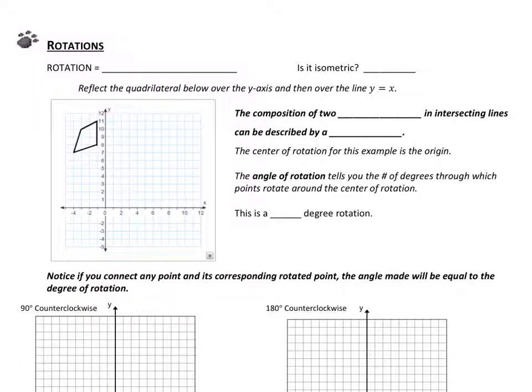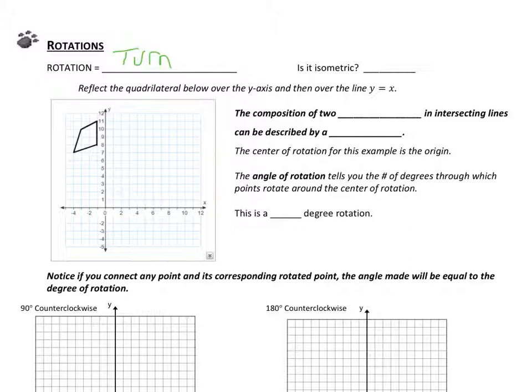All right, we're looking at our third type of transformation. We've looked at reflections, translations, and now we're looking at rotations. Another way of looking at rotations is we talked about how a reflection is flipping it, a translation is sliding it. Well, with a rotation, the word we're thinking of is turn.